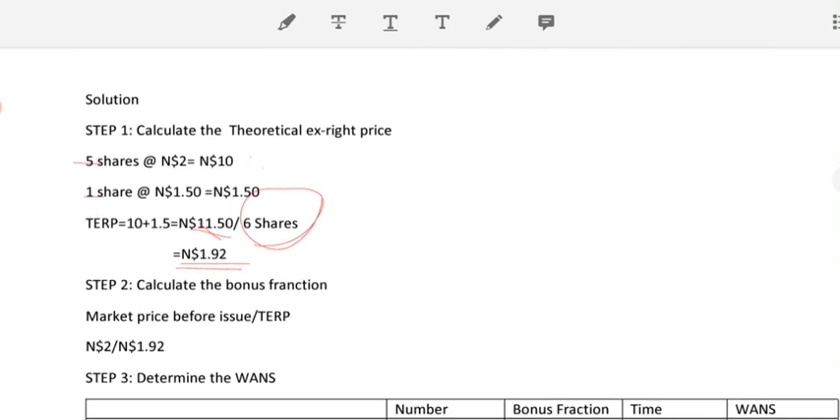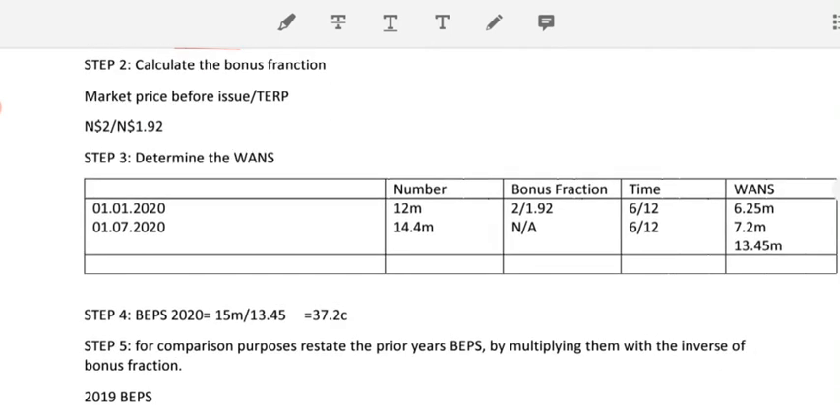Okay, and then we do have the bonus fraction here.